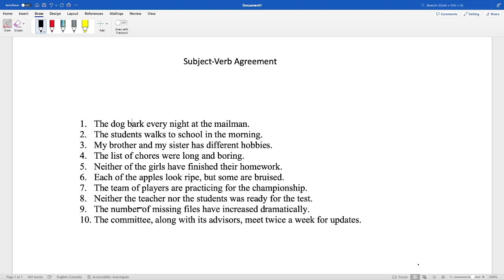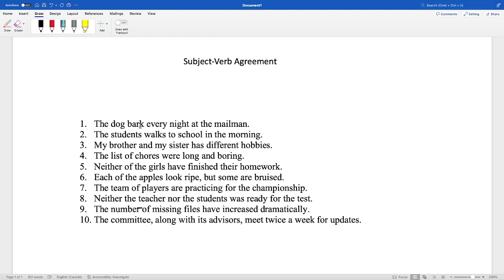So, let's get started. Our first sentence says, the dog bark every night at the mailman. So just by reading, you see that there's something wrong in this sentence. It sounds wrong. Let's look at our subject, our noun. What is our noun? Our noun is dog. And our verb is bark, correct? So we have the dog that is barking.